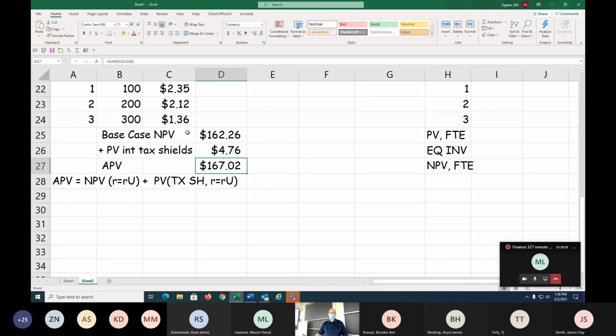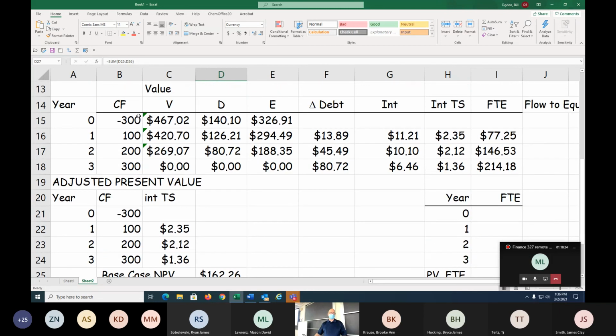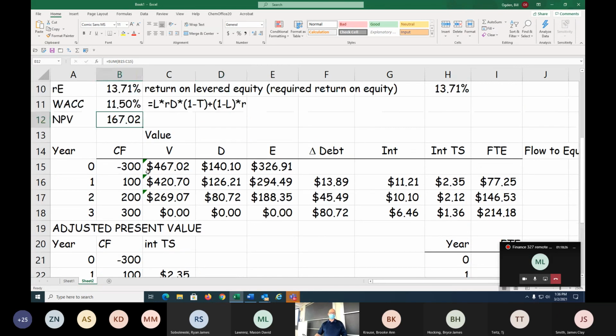So you can even show this algebraically, and we certainly aren't going to do it, that these absolutely have to be the same under the assumption of rebalancing. Now, if you don't rebalance, if you do not maintain a constant debt to value ratio, then they're not going to be the same. And we'll get into that in our next class period.